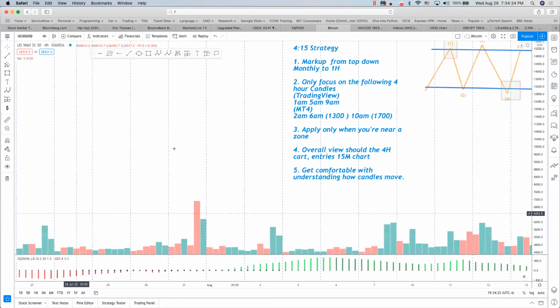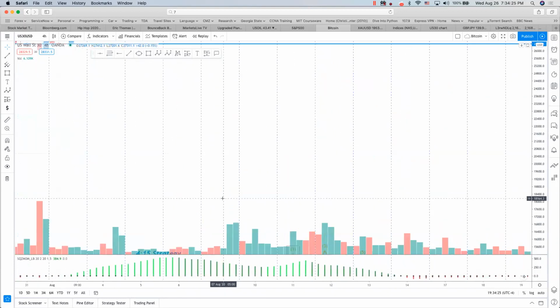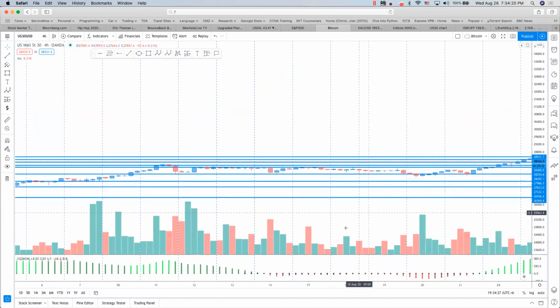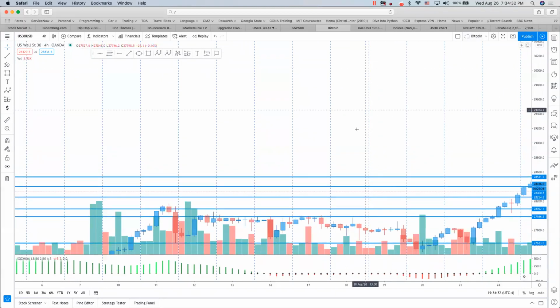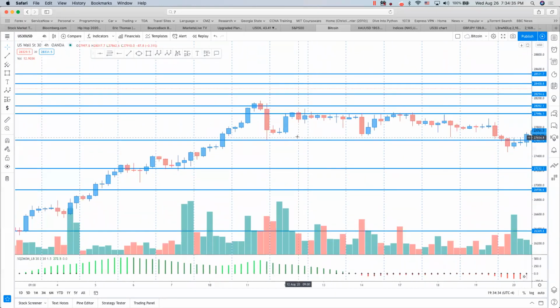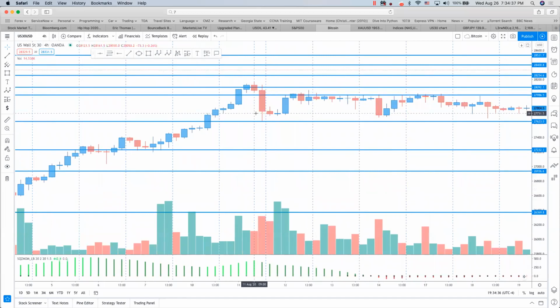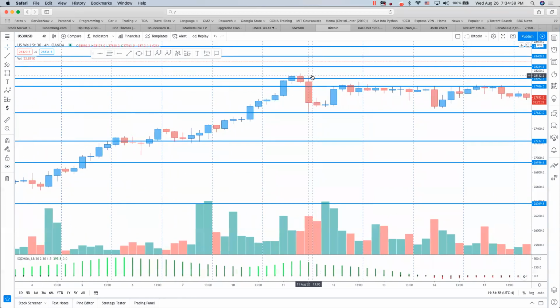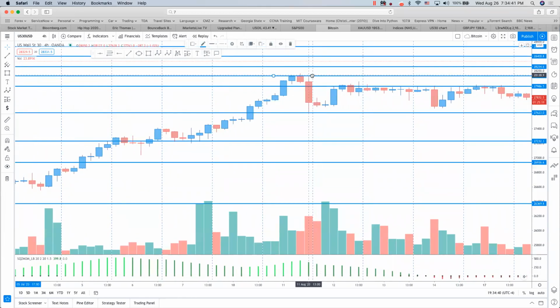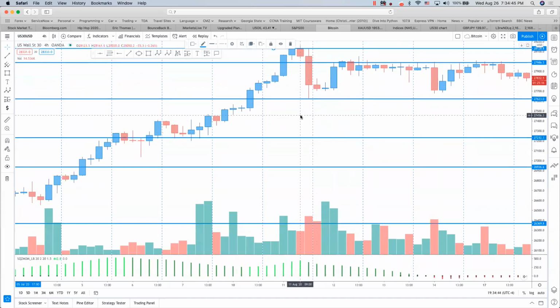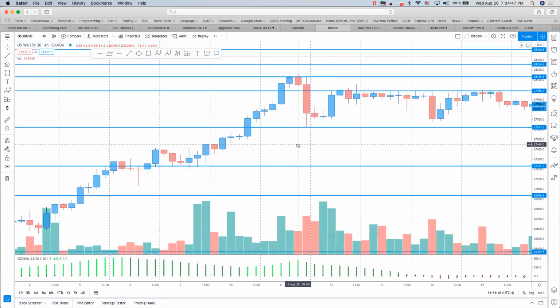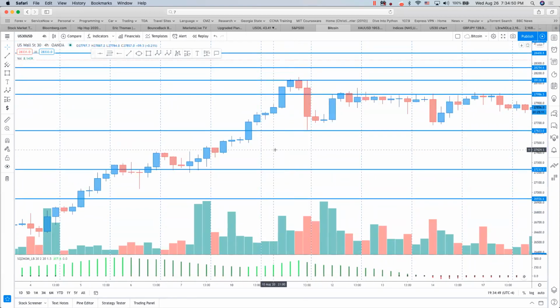So now let's look at what the importance is on the chart, right? The importance of this on the chart is this. We can just pick random charts, random points, right?